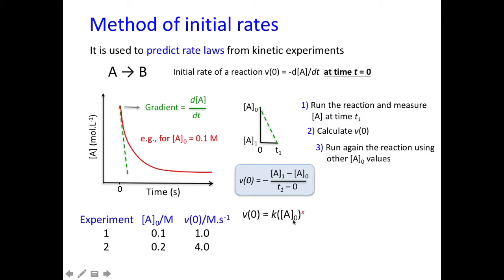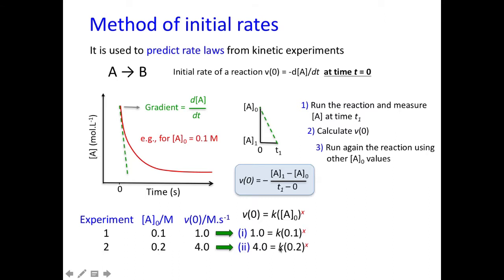Now, I just propose this general expression for the rate law: the initial reaction rate is equal to k multiplied by the initial concentration of A to the power of x, where x is the order of reaction with respect to reagent A. Now I just substitute these values into this equation. As you see here, 1 is equal to k. I put here V0, shown here, which is 1, and the concentration of A is 0.1.